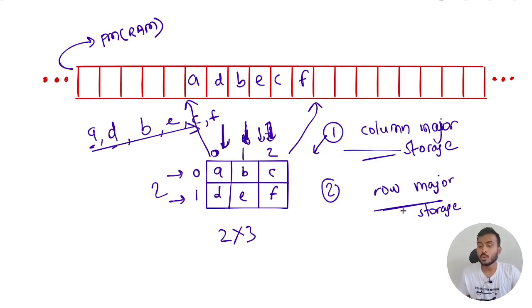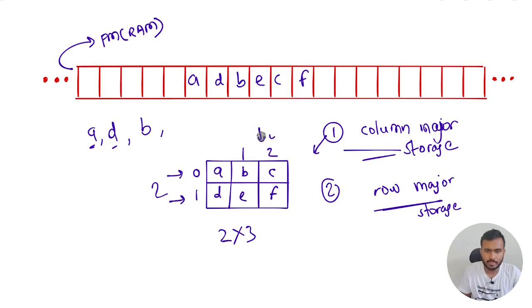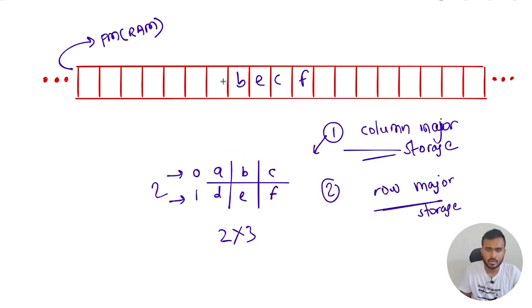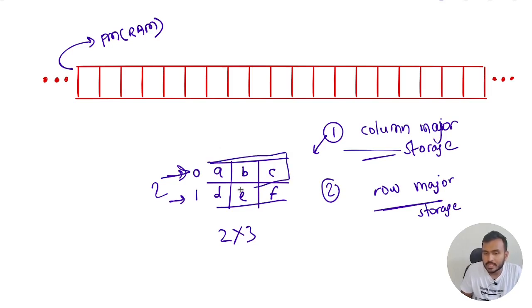Now let's move to the row measure storage and understand how it works. Let me erase this thing from here, let me clean it a bit. See what happens in row measure storage. It's very simple. In row measure storage, we store the array elements from the row perspective. So this is the first row. The elements present in the first row will be stored first. Let's say we are getting storage from this location. So small a, small b, small c. We are first storing the entire first row. Then we'll go to the next row and store all the elements of that row. So it is d, e and f.